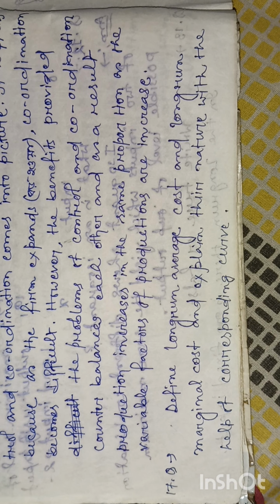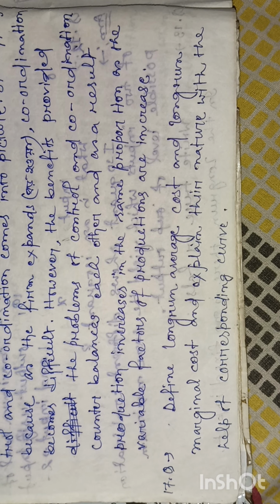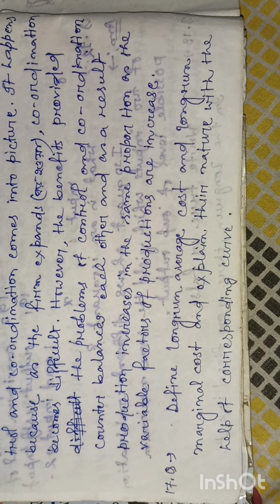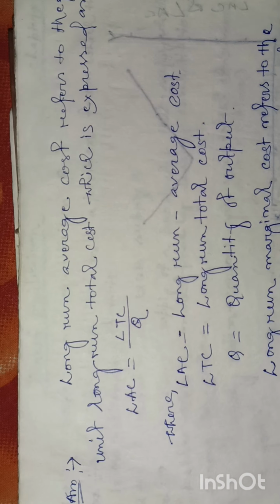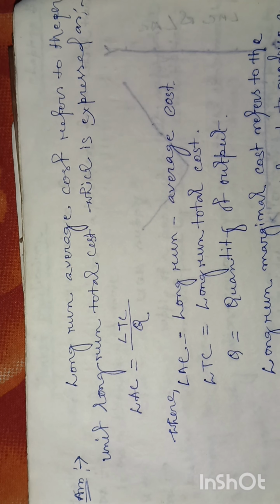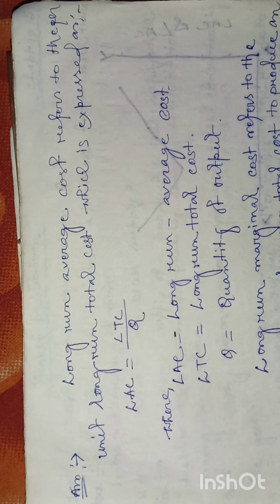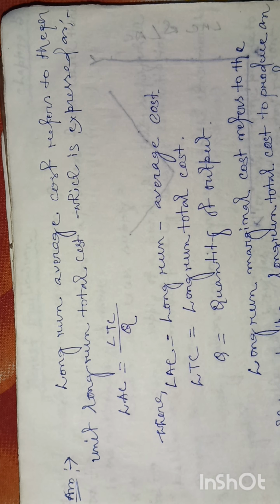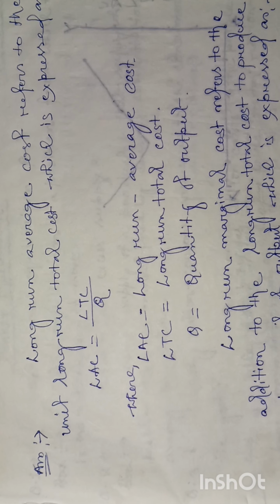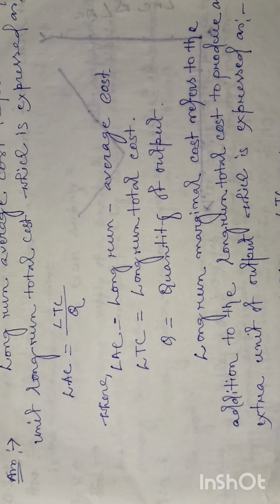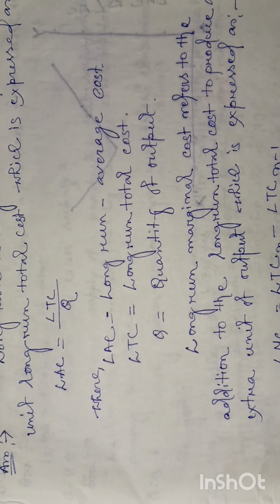Define long run average cost and long run marginal cost and explain their nature with the help of corresponding curve. Long run average cost refers to the per unit long run total cost, which is expressed as LAC equal to LTC by Q, where LAC is long run average cost, LTC long run total cost, Q quantity of output.